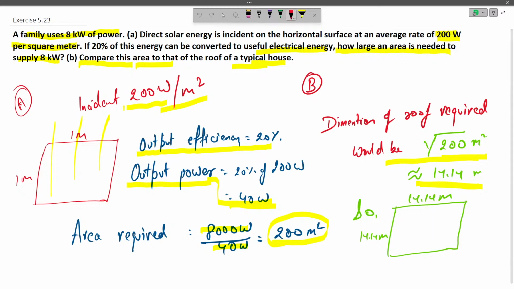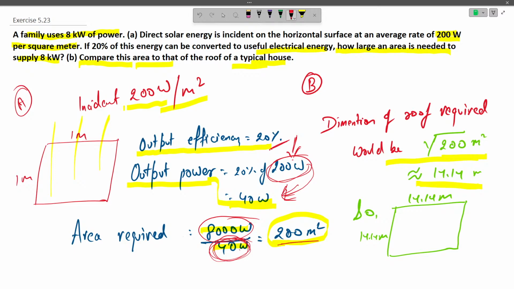The efficiency here is 20%. Of the 200 watts that is incident, 20% is converted into a usable form of energy. So out of the 200 watts incident, only 40 watt is converted into usable energy. So the area required would be equal to the total required watts divided by 40 watts, because this is the power per unit square meter that we are receiving from the sun. After this, we will get the value of 200 meters square that would be required.